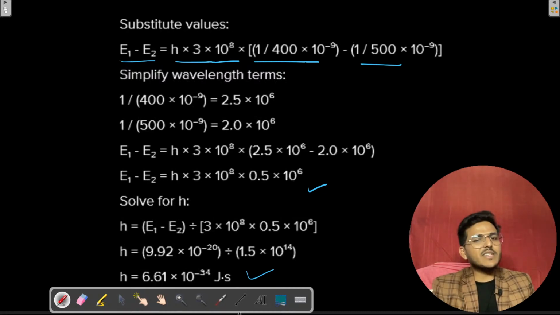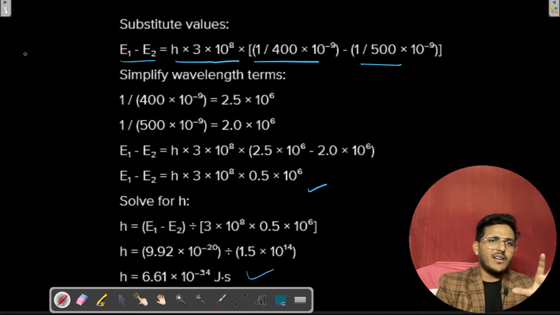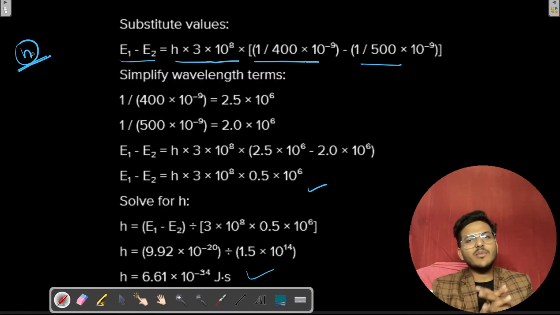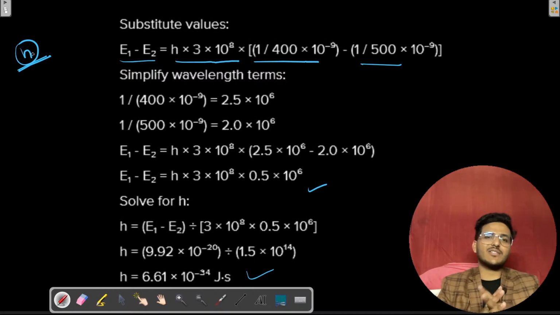This one is 6.61 into 10 to the power minus 34. See, this is basically calculating the value of Planck's constant. We are just calculating the value of Planck's constant. All right.